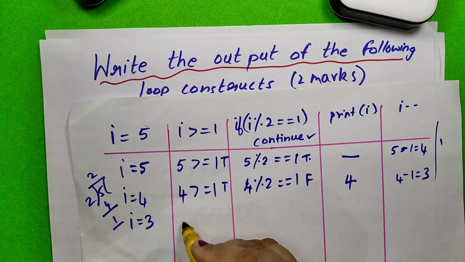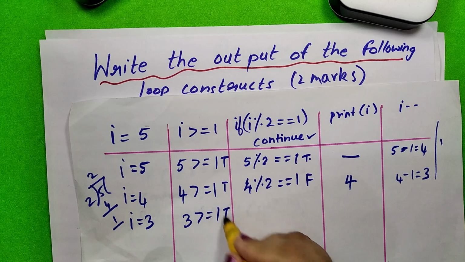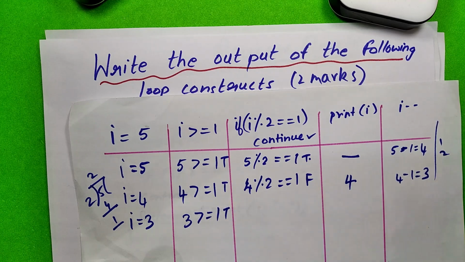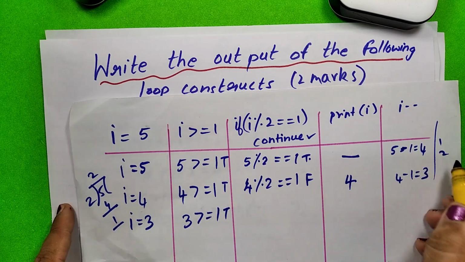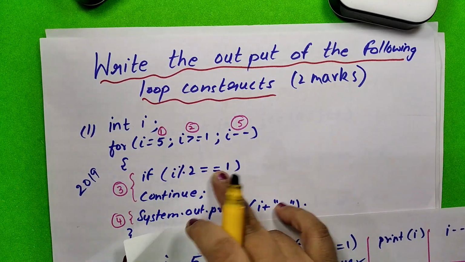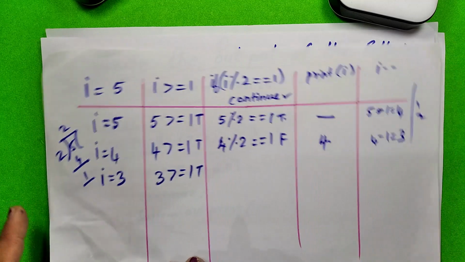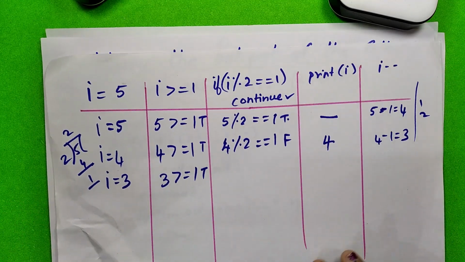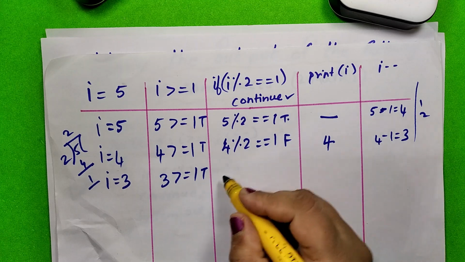Now I has become 3. 3 is greater than or equal to 1. It is true. So again, 2 times the block has worked. Okay, because in this question, they have asked how many times the loop works. So there are 2 parts to that question. You should be observant, because 2 marks, 1 mark each will be asked.